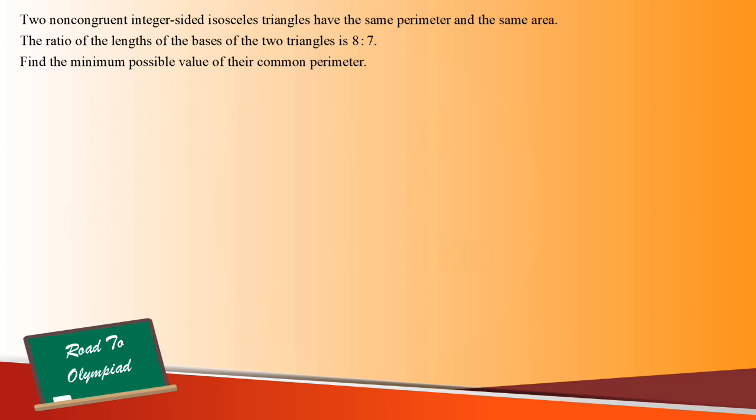Welcome to RTO. Consider the following problem. Two non-congruent integer side isosceles triangles have the same perimeter and the same area. The ratio of the length of the bases of the two triangles is 8:7. Find the minimum possible value of their common perimeter.